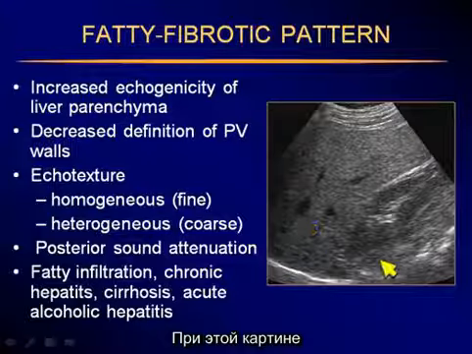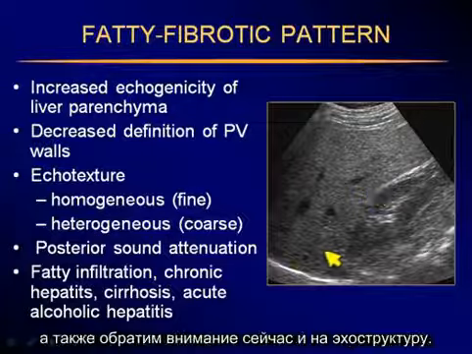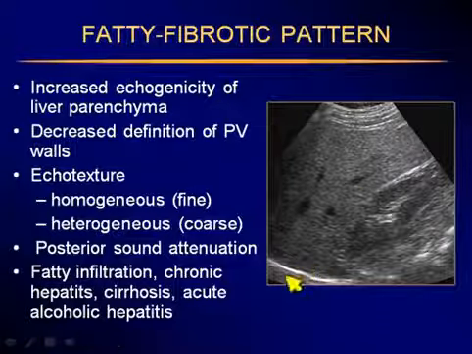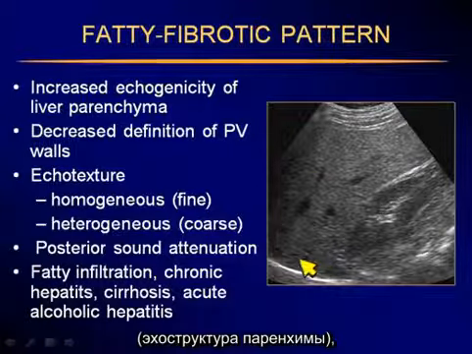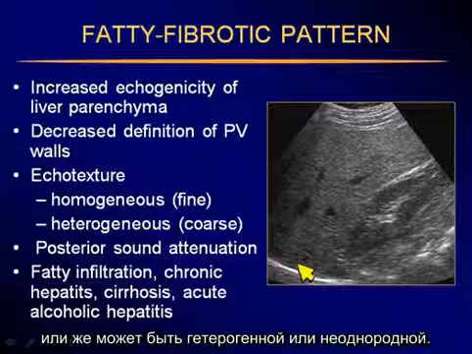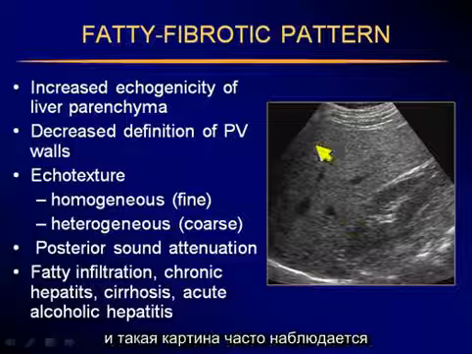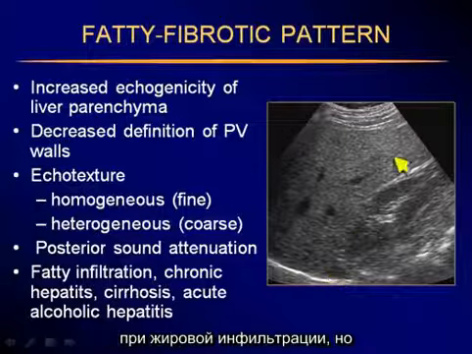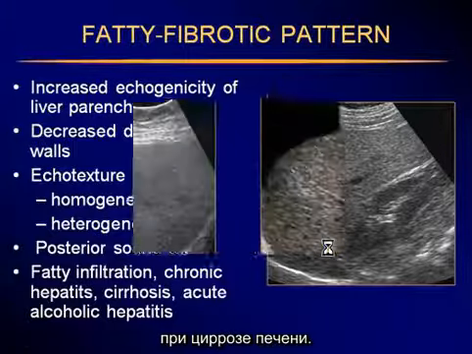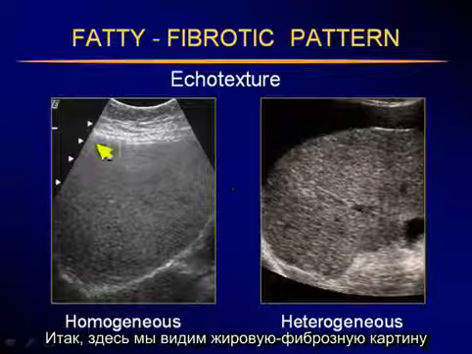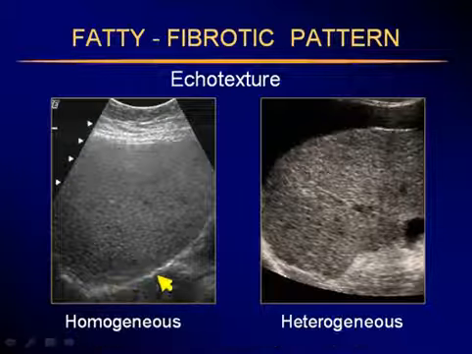In this pattern, we look at the echogenicity that's increased, but then we have to look now at the echotexture. It could be a smooth, homogeneous echotexture of the parenchyma, or could be heterogeneous or coarse. Sometimes we see sound attenuation, and this type of pattern is usually seen with fatty infiltration, but also seen with chronic hepatitis and cirrhosis. So here's the fatty fibrotic pattern with the homogeneous echotexture.